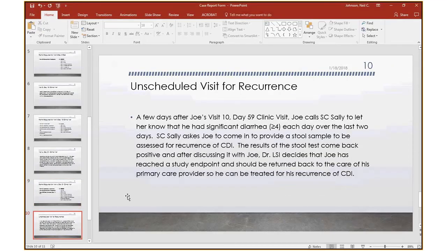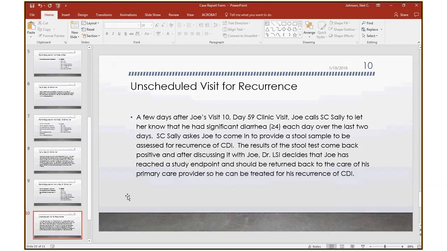Unscheduled visit for recurrence. A few days later, after Joe's visit 10, day 59 clinic visit, Joe calls Site Coordinator Sally to let her know that he had significant diarrhea, greater than 4, each day over the last 2 days. Site Coordinator Sally asked Joe to come in to provide a stool sample to be assessed for recurrence of CDI. The results of the stool test come back positive, and after discussing it with Joe, Dr. LSI decides that Joe has reached study endpoint and should be returned back to the care of his primary care provider so he can be treated for recurrence of CDI.